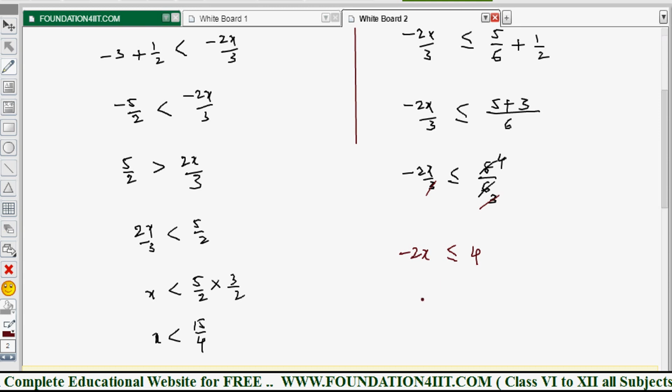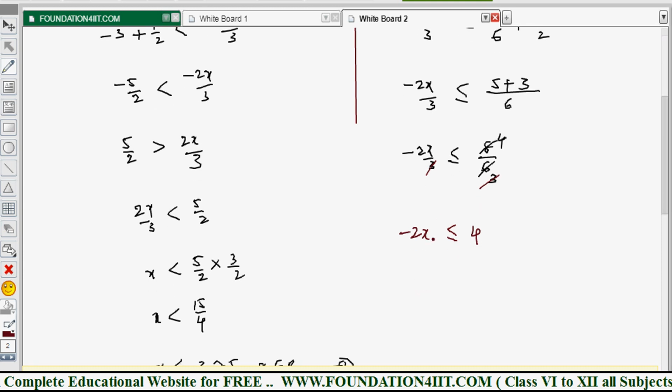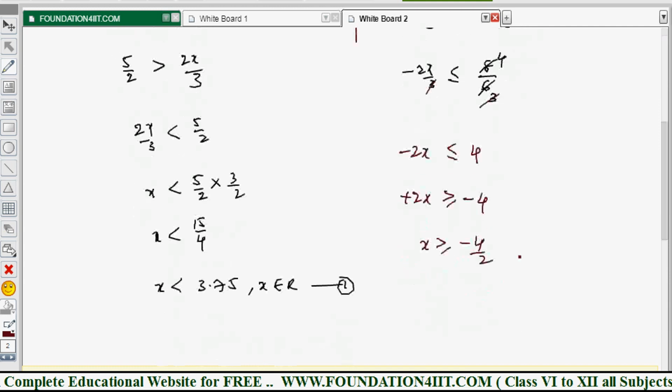Okay. Again we'll simplify. That means minus 2, if you multiply both sides, then change the sign. That means plus 2x greater than or equal to minus 4. So whenever you multiply with minus on both sides, the sign should be changed. Then x is greater than or equal to minus 4 by 2. Therefore x is greater than or equal to minus 2. Here also x belongs to real numbers. Let it be 2.